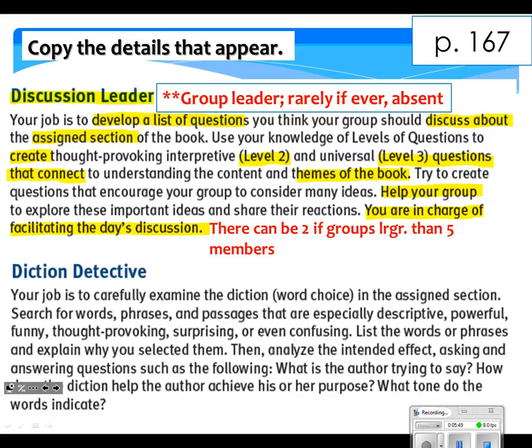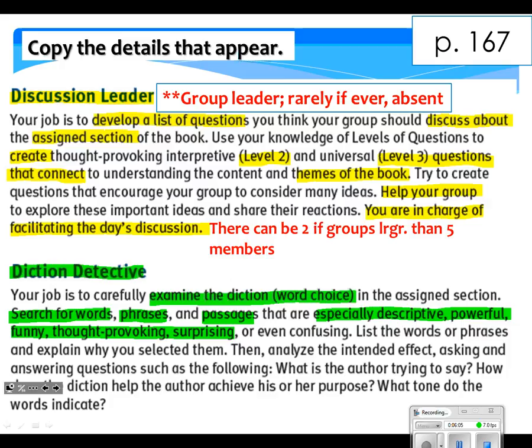All right, now the second job is the diction detective. This person is looking at word choice that the children use in the stories, that the author uses when he's narrating. So things that this person is looking for are words, phrases, passages that are very descriptive or powerful or thought-provoking. They could be funny. They could be surprising. And what they're doing then is they're analyzing that information.